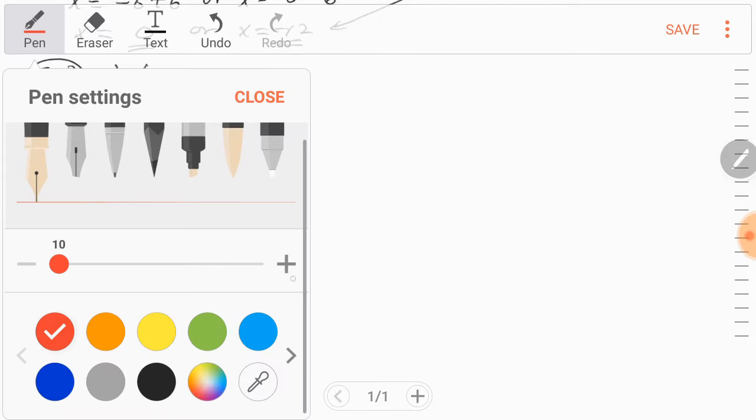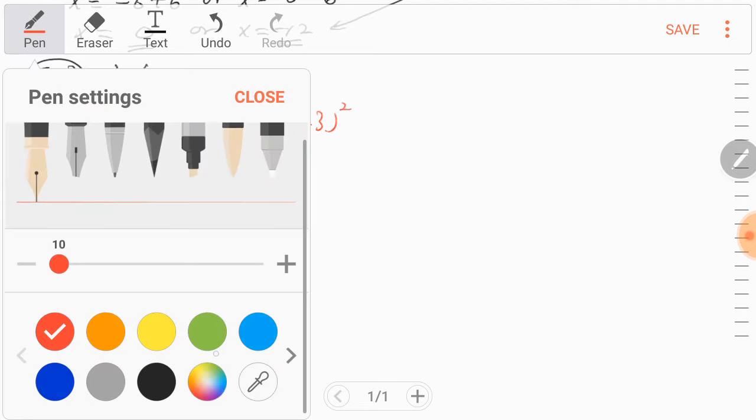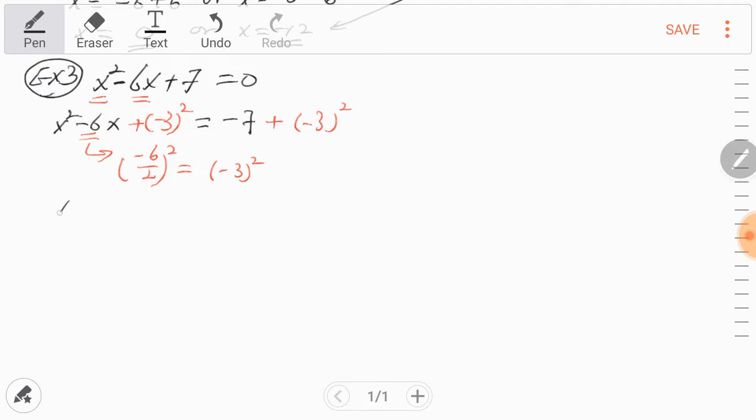And then what do we add to each side of the equation to make a perfect square trinomial? Divide this number by 2, squared. So that is equal to negative 3 squared. So we added negative 3 squared, and we also have to add the same number to the right side of the equation, negative 3 squared. Then the left side is what? The base is x minus 3 squared. The right side is negative 7 plus 9. So x minus 3 squared is equal to 2.